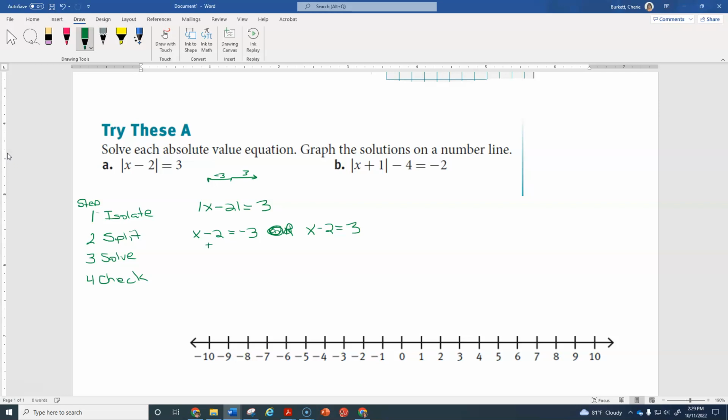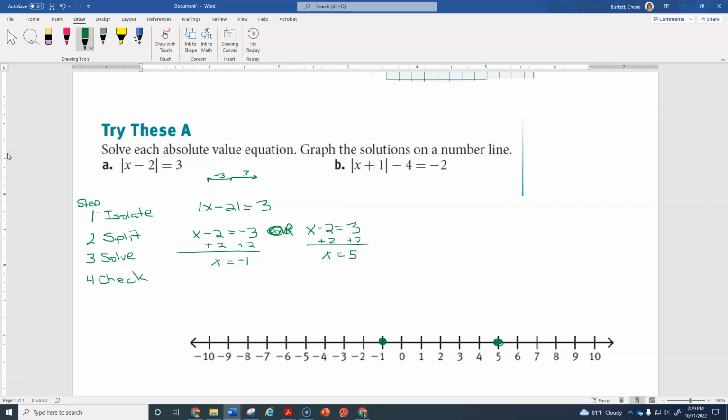How do I solve this one? Do the opposite. Add 2 to both sides, and that gives me x is equal to -3 plus 2. That's -1. How do I solve this one? Do the opposite. Add 2 to both sides. X is equal to 5. So the end points, after I've traveled 3 units to the left and 3 units to the right, I end up at -1. So I put a dot right there, and I end up at +5, and I put a dot right there.